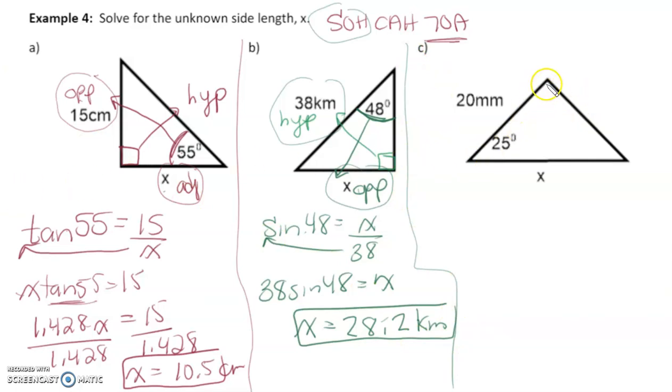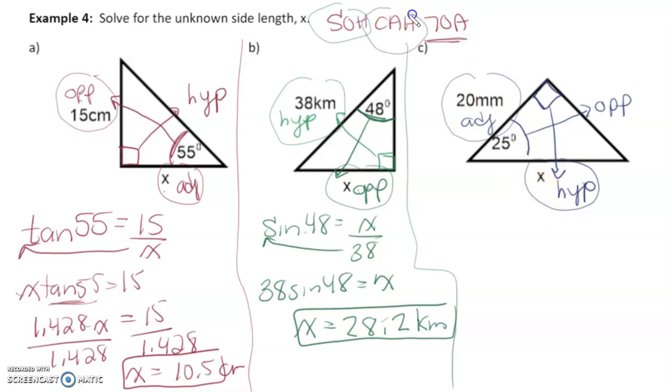Okay, last one. Same steps. Label the right angle, label the hypotenuse. Now, relative to the 25, this side is the opposite, and this side is the adjacent. So, I have the adjacent, I want the hypotenuse. We're going to deal with cos. So we're going to go cos 25 equals 20 over x.